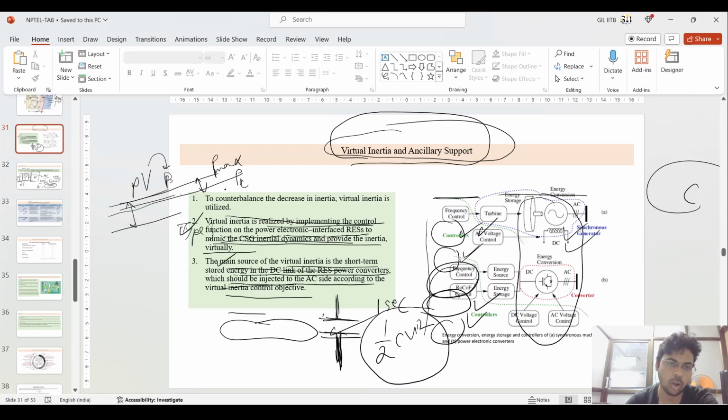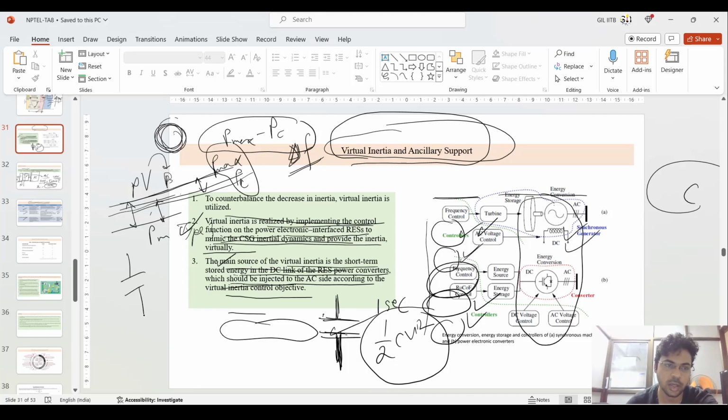Suppose you are utilizing at this P critical level. So P critical to P max is available energy all the time, and you are utilizing that P min to PC. So when a sudden frequency drop or sudden frequency change can occur, you can utilize this P max minus PC. So this is the virtual inertia. You don't have any rotating part in that, but you are making this system operate in such a way that it can provide help in the frequency deviation situation.